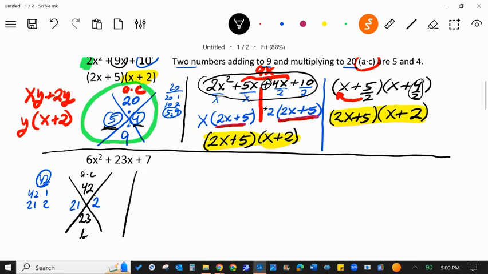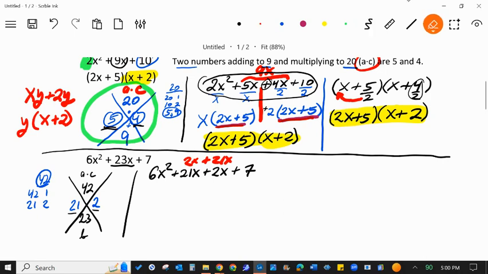So I'm now going to do this first method. I'm going to do 6x squared, and instead of 23x, I'm going to use these two numbers, plus 21x plus 2x, and then I'm going to put the plus 7. By the way, just for your information, if I had done it as 2x plus 21x, I would still get the same answer. If I had reversed it, I would still add up to 23x. It doesn't matter which goes first and which goes second. It would make the next step different, but still correct. So it's perfectly fine to do it the other way.